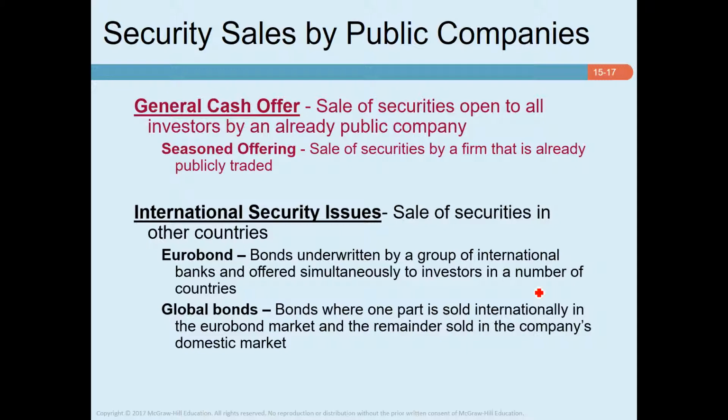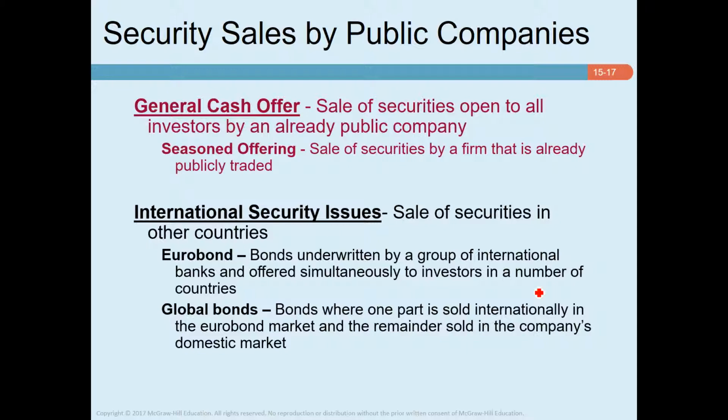As far as international security issues are concerned, as I indicated earlier, instead of raising funds from their local market, companies often issue securities in another country's domestic market, in which case the issue will be governed by the rules of that country. A second alternative is to issue Eurobonds, which are underwritten by a group of international banks and offered simultaneously to investors in a number of countries. The borrower must provide a prospectus or offering circular that sets out the detailed terms of the issue. The underwriter will then build up a book of potential orders, and finally the issue will be priced and sold.